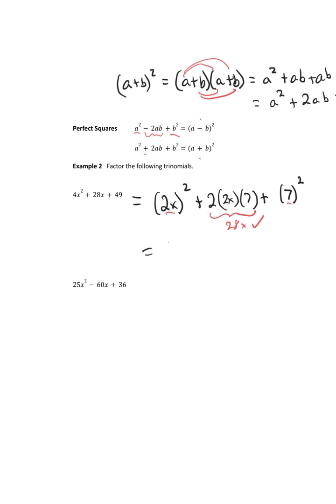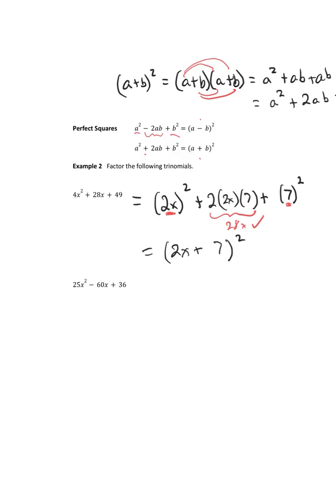So in that case, we know that this is going to be a perfect square binomial, and it was plus in the middle, so that's plus. And what goes in? Well, it's the 2x and the 7. 2x plus 7 squared. So that factors that way.